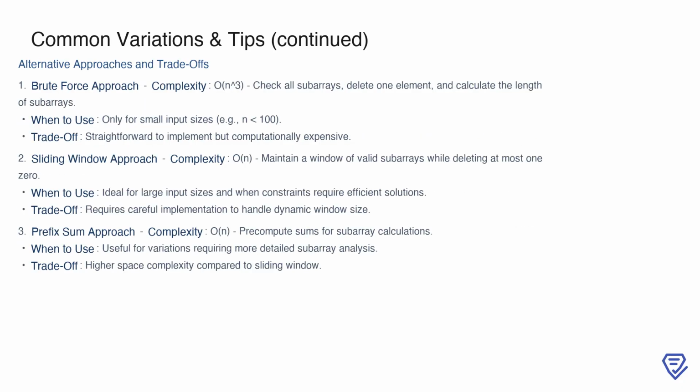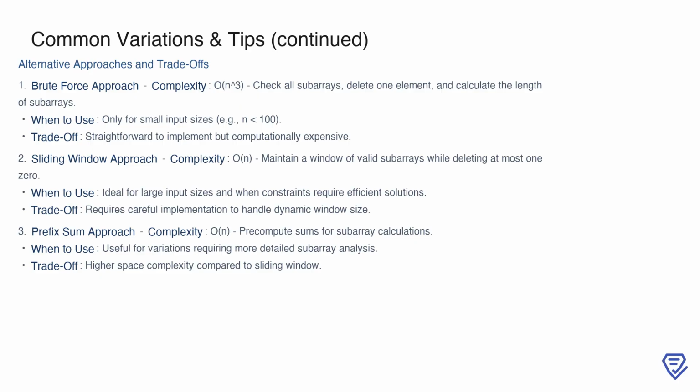When exploring alternative approaches, it's essential to understand the trade-offs involved. A brute force approach, which examines all subarrays, deletes one element, and calculates the resulting lengths, has a time complexity of n cubed. While straightforward to implement, it becomes computationally prohibitive for larger input sizes, making it suitable only for small datasets with n less than 100.